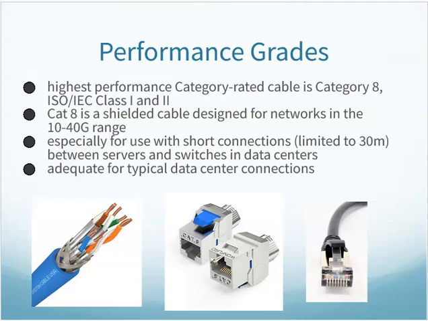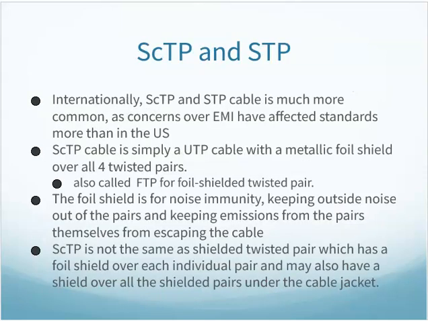Category 8, as we said before, you have shielding around each pair and then shielding around all 8 wires to be able to have the higher bandwidth signals, higher frequency signals through, giving me higher bandwidth. Usually you would find it in data centers for high bandwidth short distance connections.